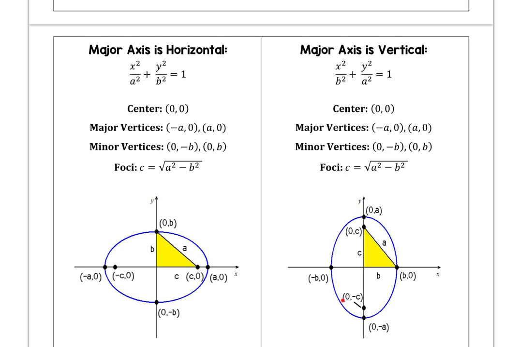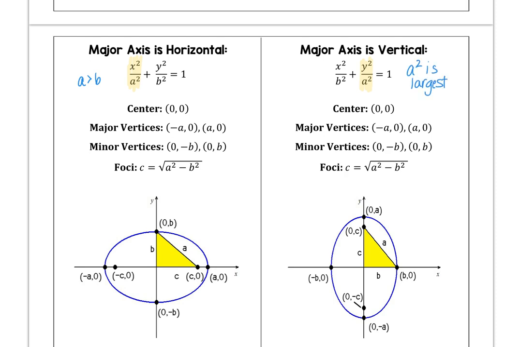But if our major axis has a vertical orientation, notice what happens to the denominator. Here, x squared over b squared and y squared over a squared. So the a squared is under the y, and here the a squared is under the x. We could say that here a is greater than b, and that a squared is the largest in each case.